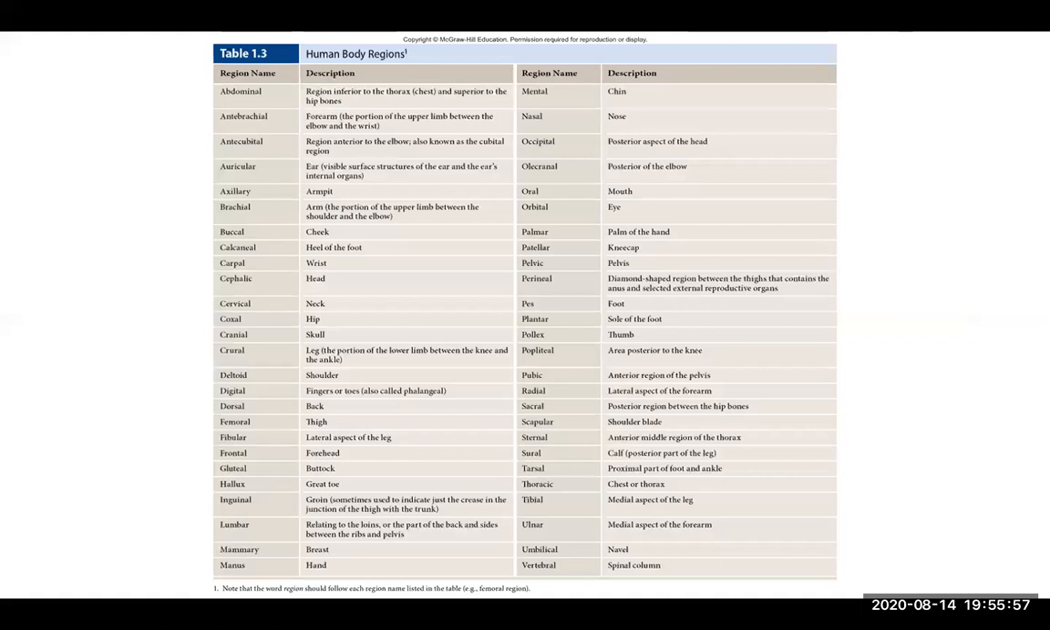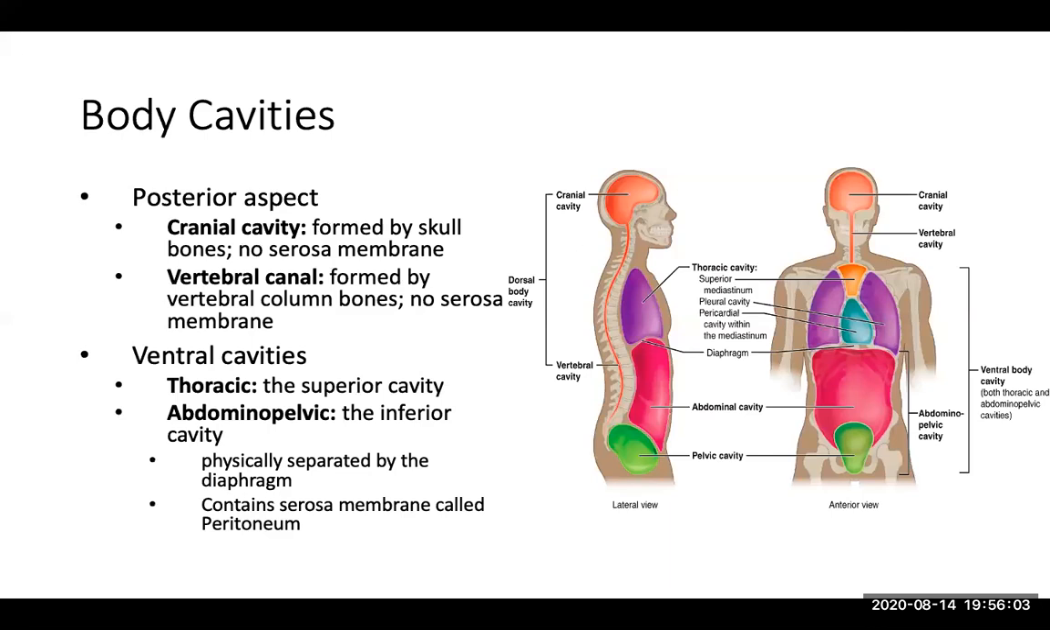These are more human body regions, their name, their description, and where they're located. Body cavities: your organs inside your body aren't just floating around and bumping into each other. They're all enclosed within what we call body cavities. And you can see the different body cavities here.